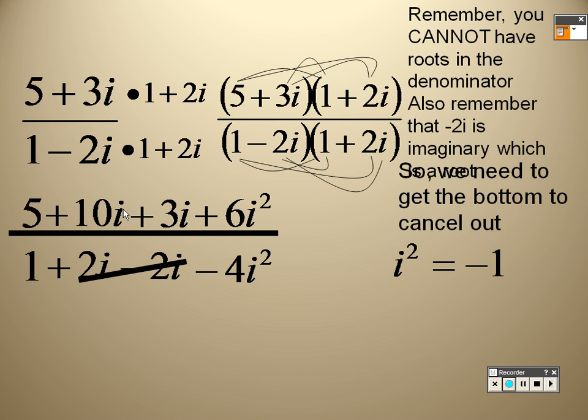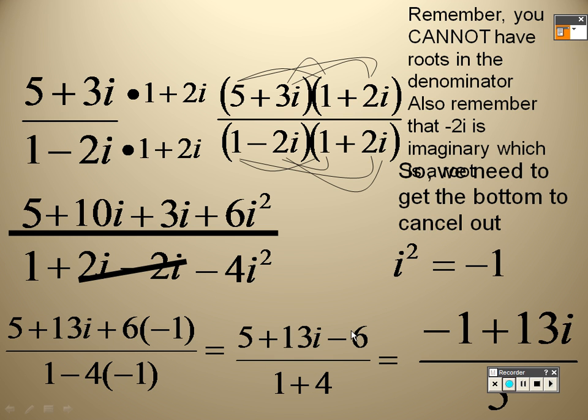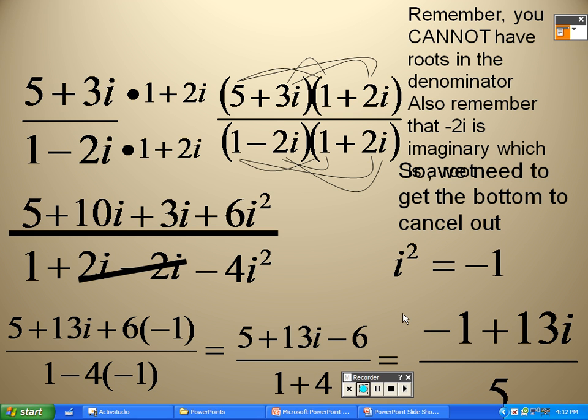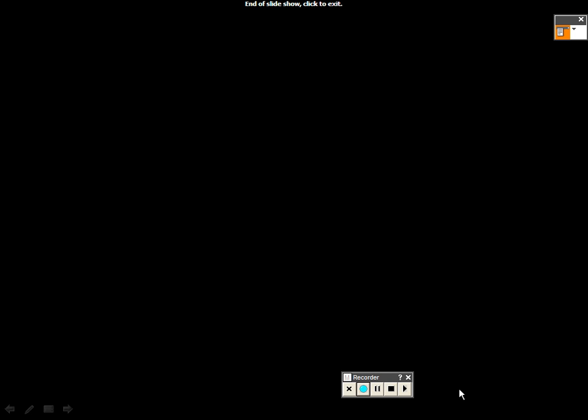Those cancel out. Those I can push together, make a 13i, and I put a negative 1 in everywhere there's an i squared. So when I do that, this becomes a negative 6. This becomes a positive 4. 5 and negative 6 is negative 1. 5 and 4 is 9. 13i on top and a 5 on the bottom.